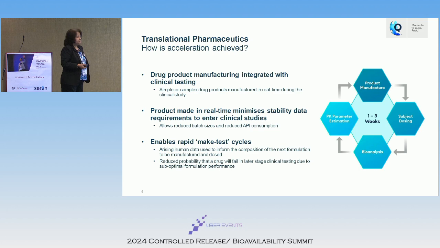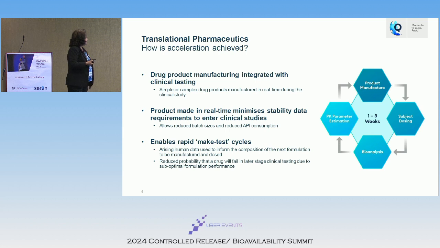So if we think about the process, on the right-hand side there is a schematic which shows we do product manufacture, put it in healthy volunteers for testing, do the bioanalytical sample, get that data, and do the PK parameter estimation to generate plasma concentration time profiles. And so this cycle is what we call rapid manufacturing and clinical testing, and it used to be called rapid fact in earlier years when it was first introduced.